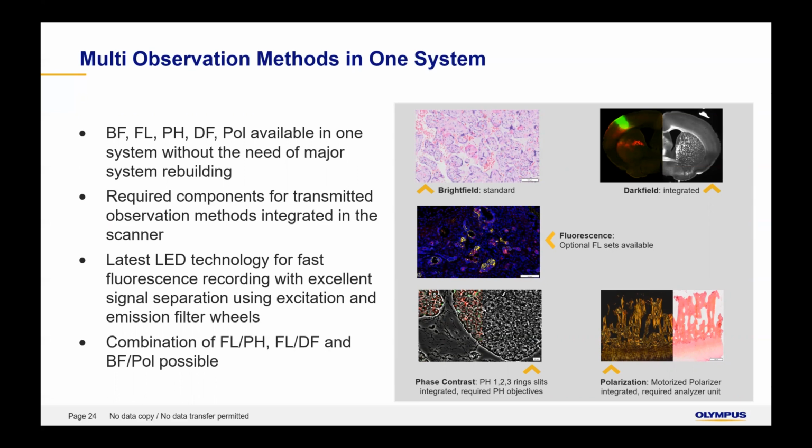Fluorescence is an add-on. We can accommodate up to 8 different filter cubes in a mirror turret with options for high speed, high accuracy imaging with fast switchable LED light sources and filter wheels.